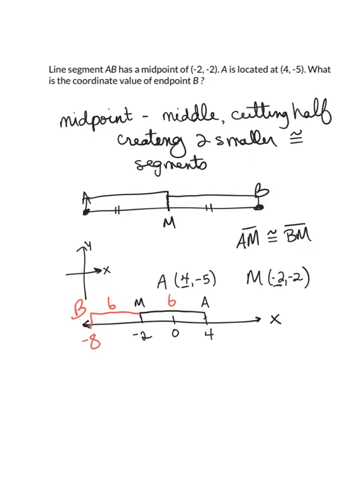Now all I have to do is do the same thing for y. Now again, if you prefer leaving your y number line vertically, you can. I just prefer it horizontally. And I'm going to do the same thing, just this time with my y values. So A has a y value of -5. And again, the midpoint is at -2.